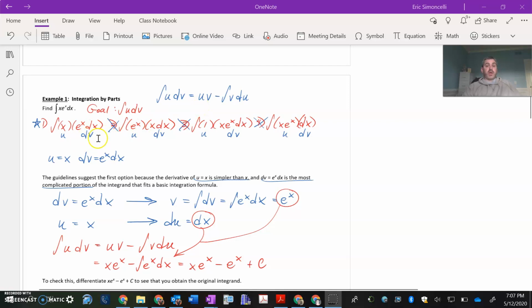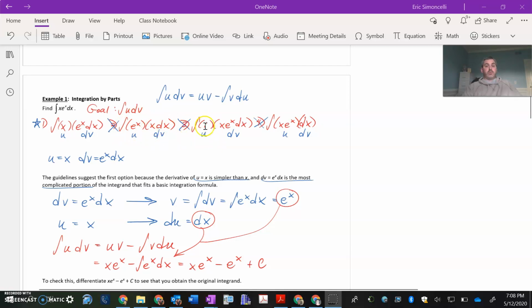Working backwards, you can come up with v here as well as v there. dv in particular, that whole quantity we can work with if you think about just integrating to get v. The second choice, which is actually not going to work, is if we were to call u e to the x, therefore dv would be x dx.